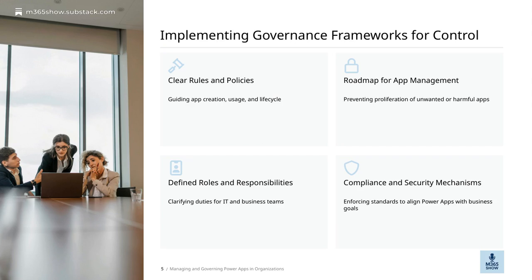Clarifying the duties for both IT and business teams is also essential. It helps prevent overlaps and ensures everyone knows their responsibilities. Having defined roles and responsibilities is a foundational part of good governance. It helps us prevent the proliferation of unwanted or harmful apps, which can cause security risks or inefficiencies. To guide this process, we develop a clear roadmap for app management. This roadmap directs how apps are created, used, and maintained throughout their lifecycle.